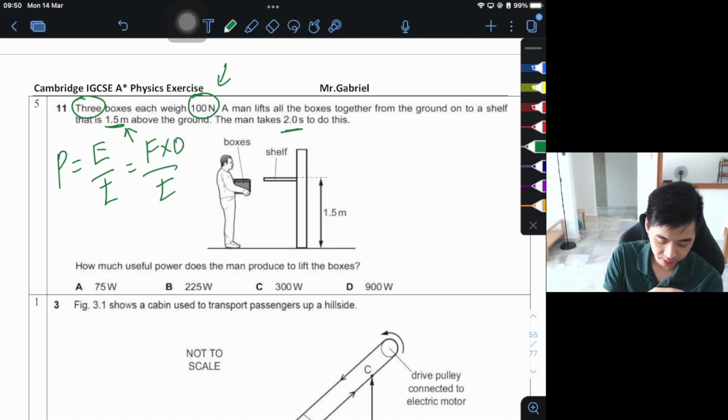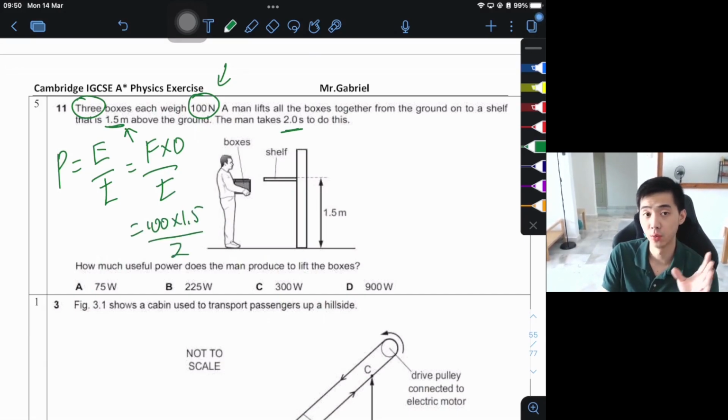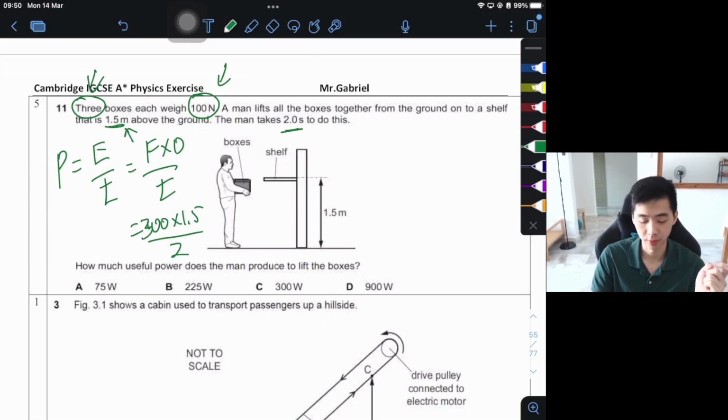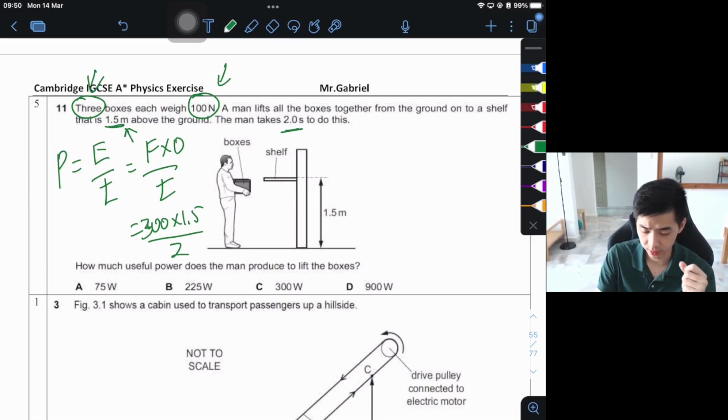But in this case, a lot of students actually do 100 multiplied by 1.5 and divide by 2, and they think they're done with the question. But in reality, there are 3 boxes here. So instead of 100, it's going to be 300 times 1.5 divided by 2. Right, so in this case, it will be 300 multiplied by 1.5 divided by 2. You'll get a total of 225.